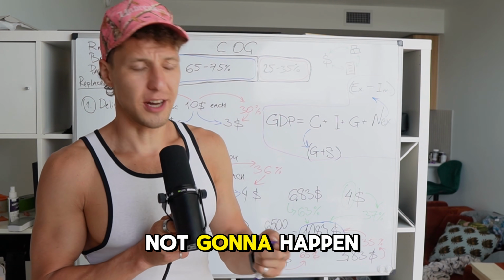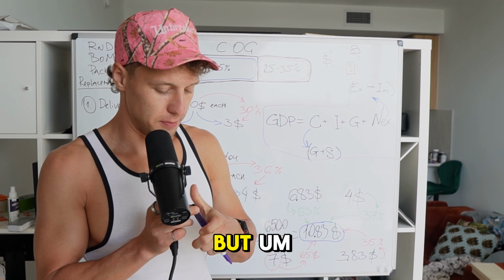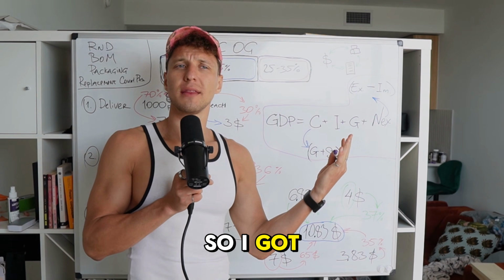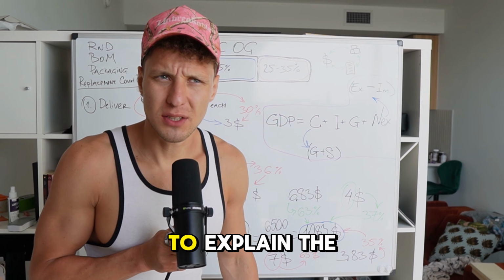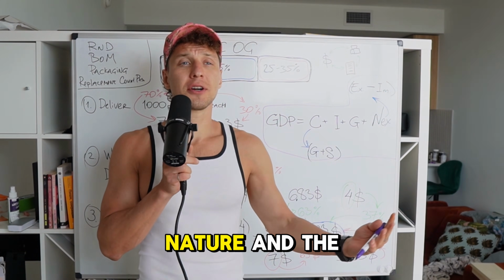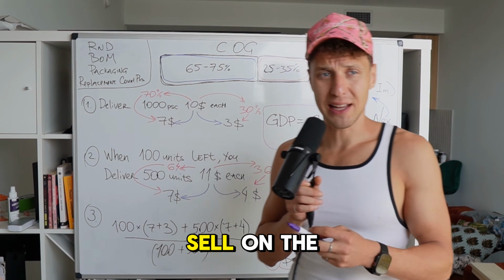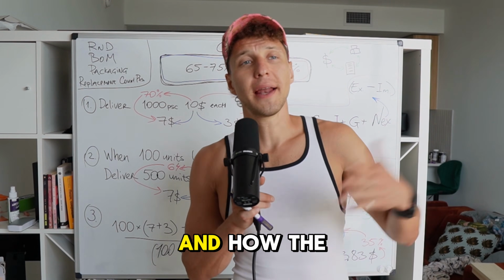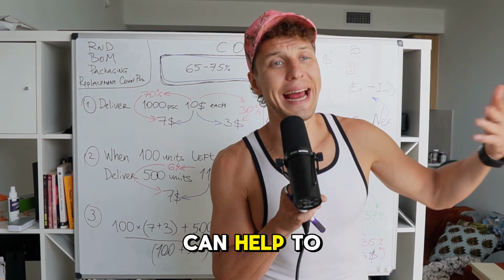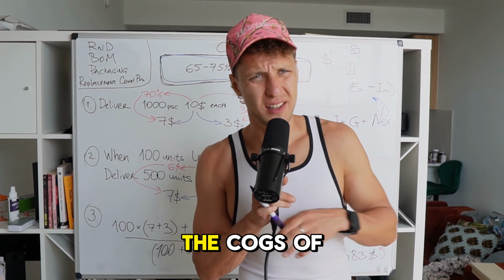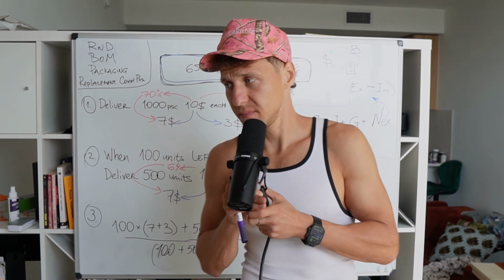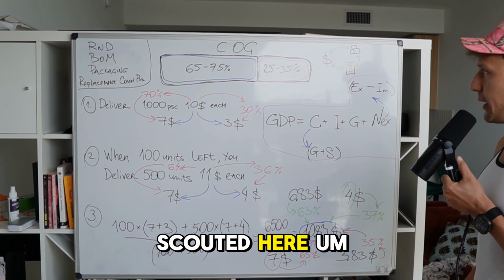Of course, it's not going to happen by a significant margin, but I got an idea to explain the nature and the perception of the cost of goods sold that you actually sell on the marketplace, and how the proper Amazon metric processor can help to tame and understand the COGS of the unit that you sell. All right, what I scouted here.